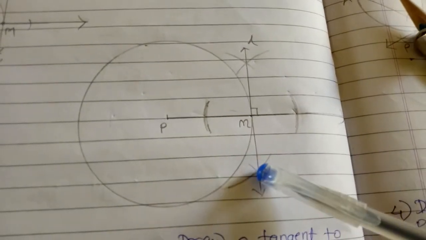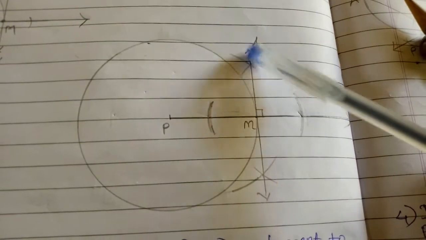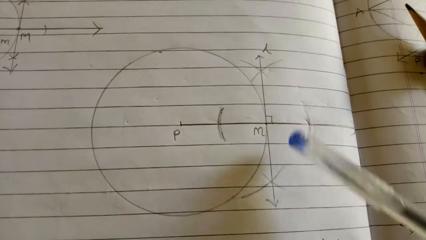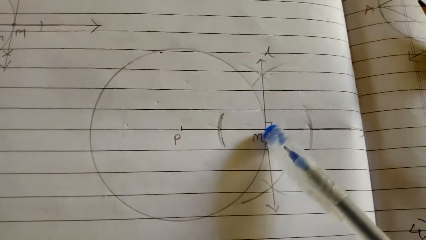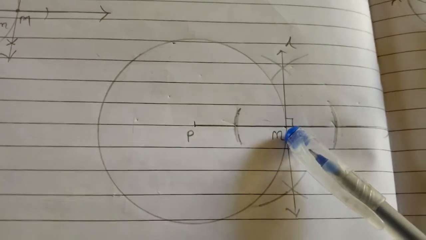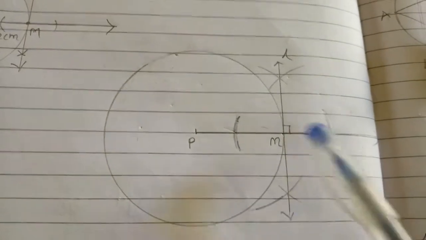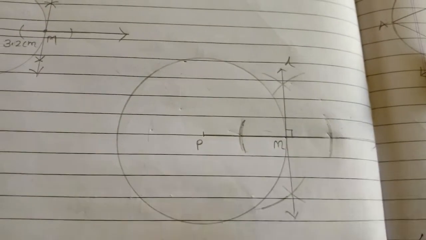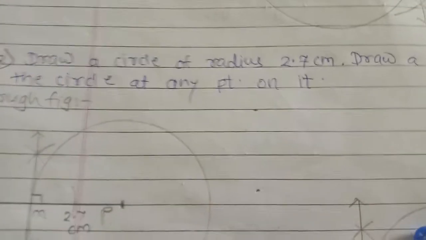So here is one point and here is the next point. So we have to join this line, and this line touches this point M, and so this one is the tangent to the given circle. So in the next example, a similar thing we have to do.